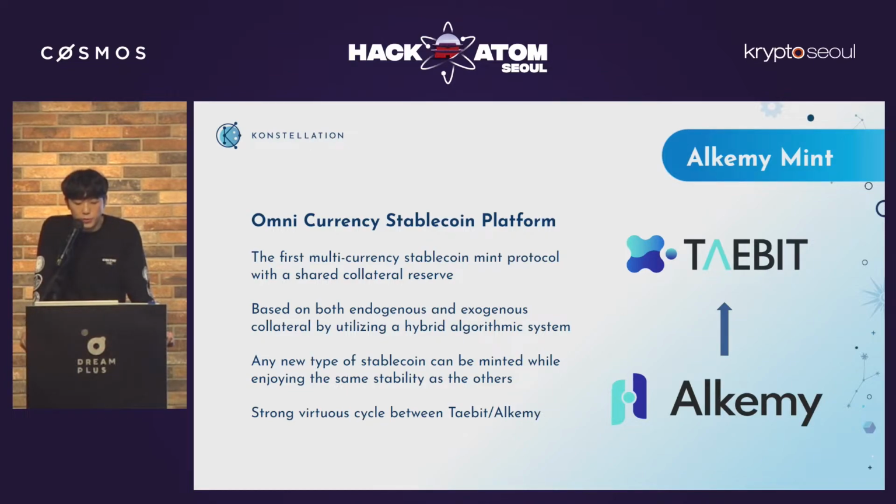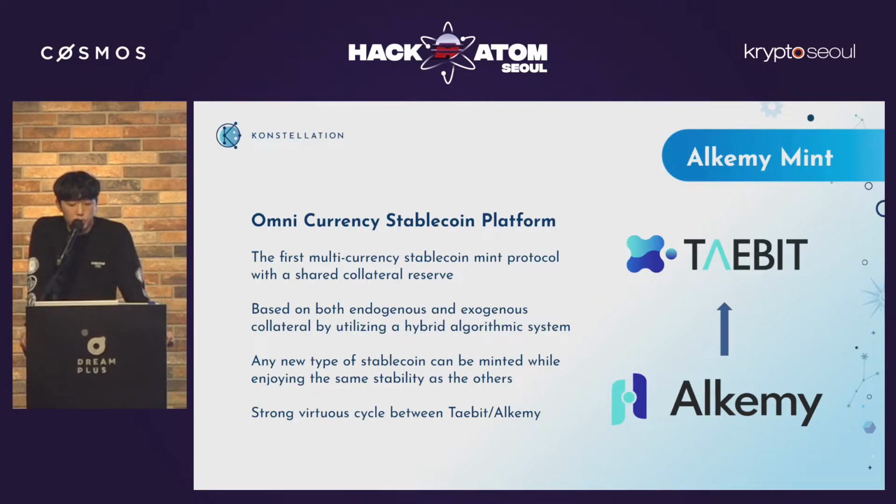Archimedes Mint is the first multi-currency stablecoin mint protocol with a shared collateral reserve. It is based on both endogenous and exogenous collateral by utilizing a native hybrid algorithm system. So it practically means that when you are minting some Archimedes stablecoins, you need to provide both Archimedes algorithmic coins as well as some USDCs.